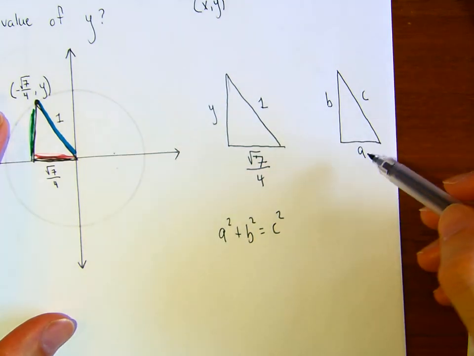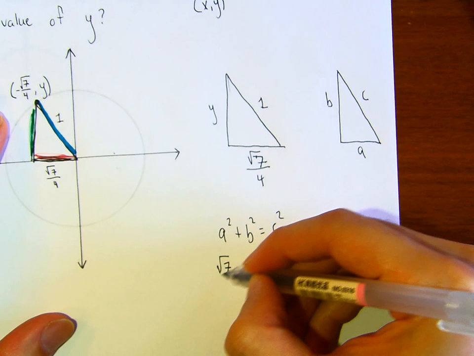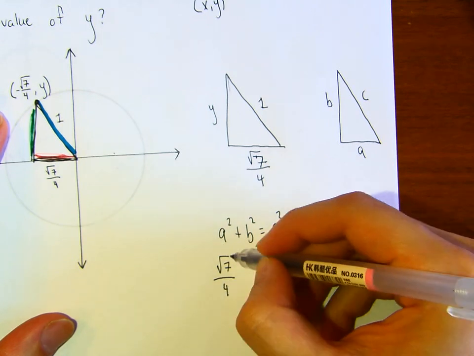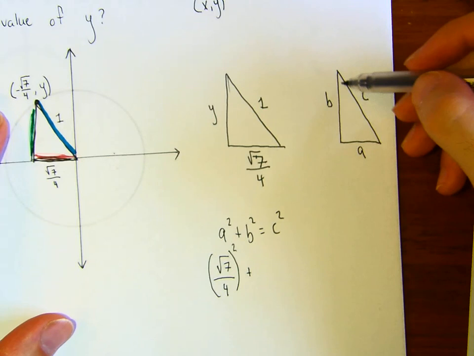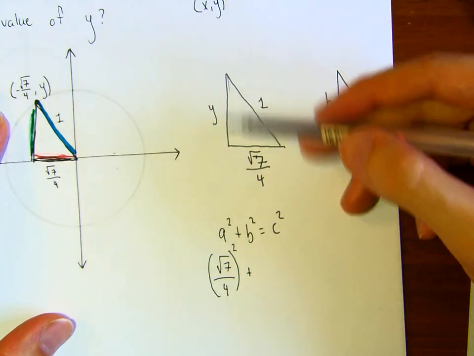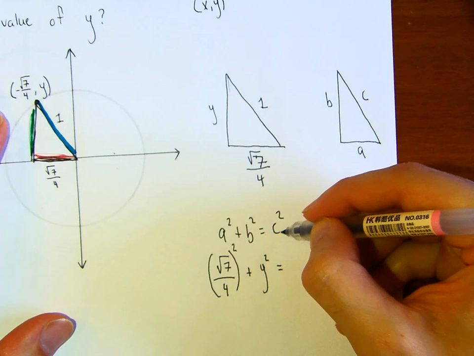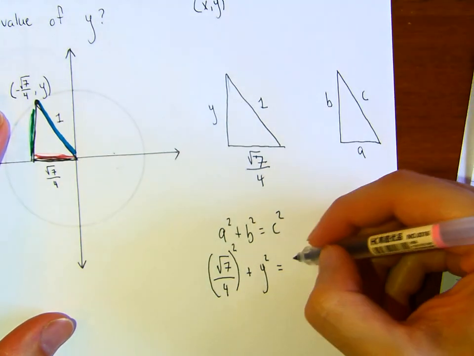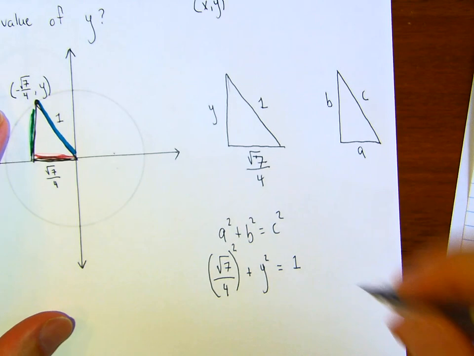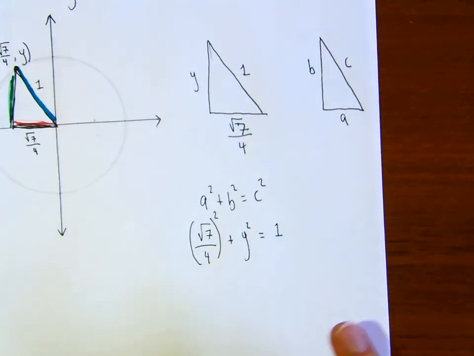So here, what is your a value? It is square root of 7 over 4. And what are we going to do with it? We're going to square it. Plus, what is this b value of the triangle? It's y. So we're going to say it's y squared. And what is the c value, the distance from here to here? It's 1. And then this will be the setup to actually find this value over here. So how do we actually do this?